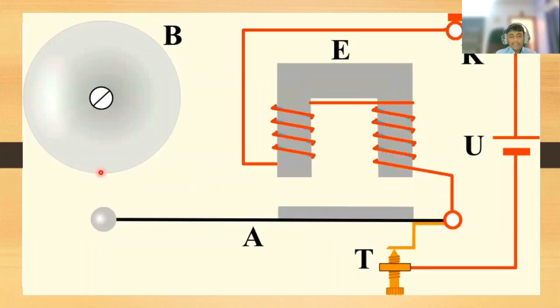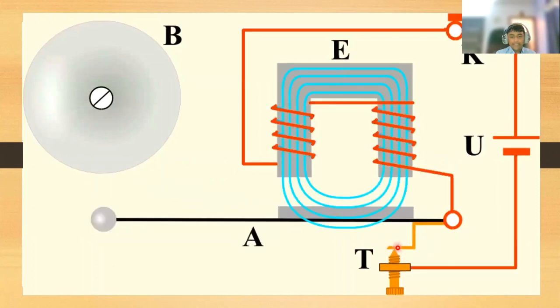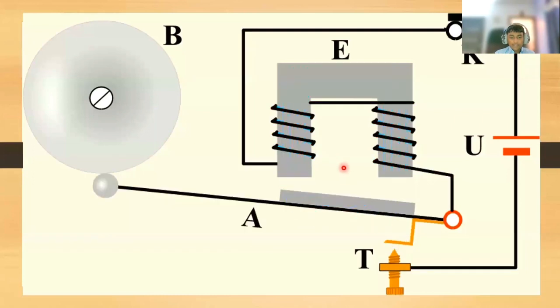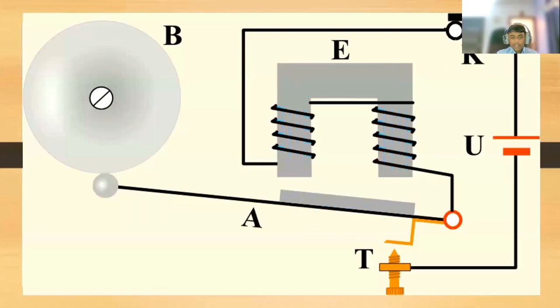When the hammer strikes the gong, the contact between the contact screw and the metallic strip breaks, and thus the circuit becomes incomplete and the current stops in the coil of the electromagnet, so it loses its magnetism. This process is repeated when the switch is clicked again. Now let's learn about electromagnets from our friend Aditya.